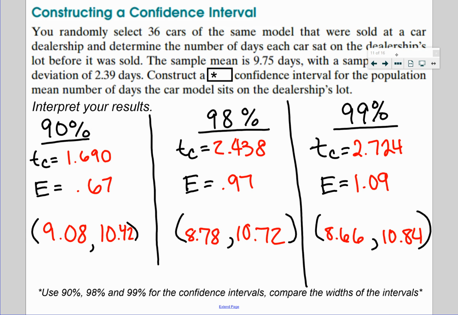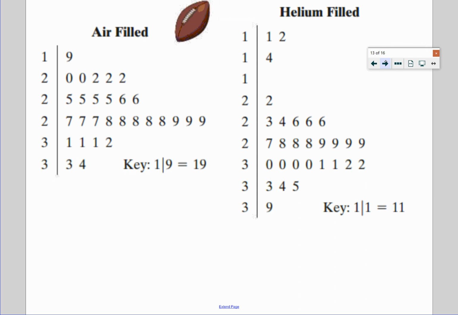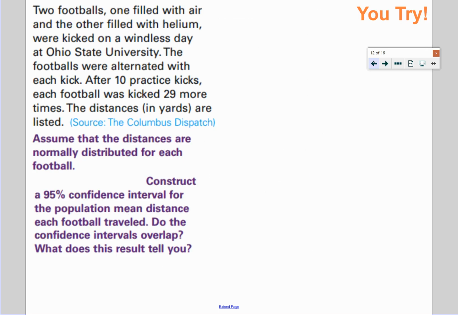Questions there? All right. So on your paper, on the right side, those two slides actually go together. You guys have two stem and leaf plots of data, and then right above that, you have this little blurb about what that data represents. So it says 2 footballs, one is filled with air and the other one's filled with helium, are kicked on a windless day at Ohio State University. There are 10 practice kicks. Those practice kicks are not part of the data set. And then after that, there are 29 more kicks.